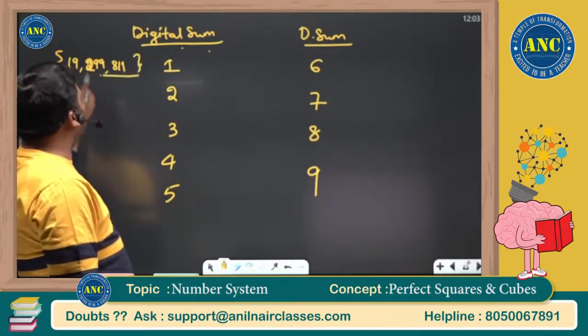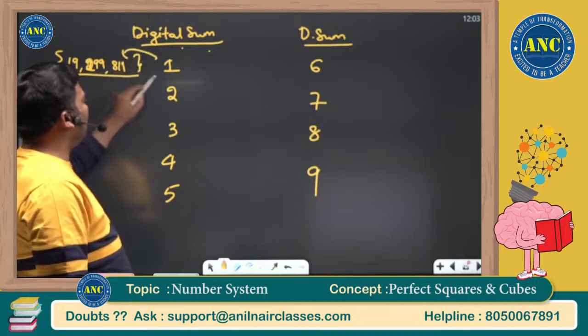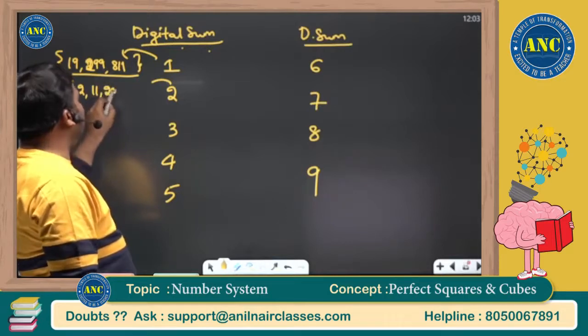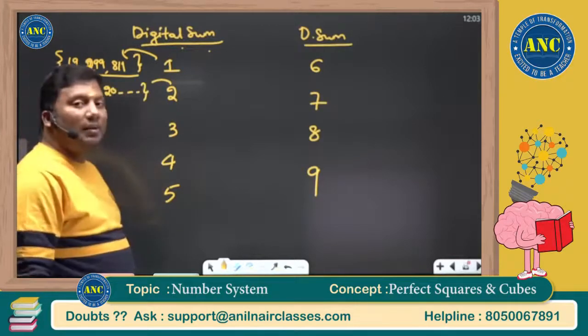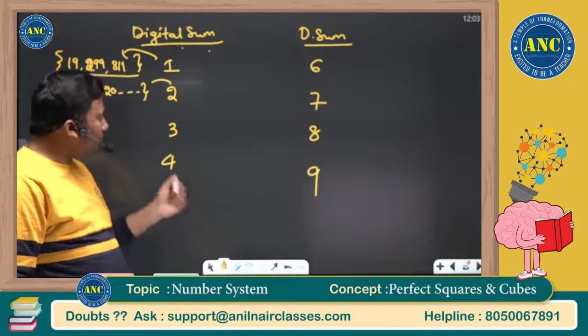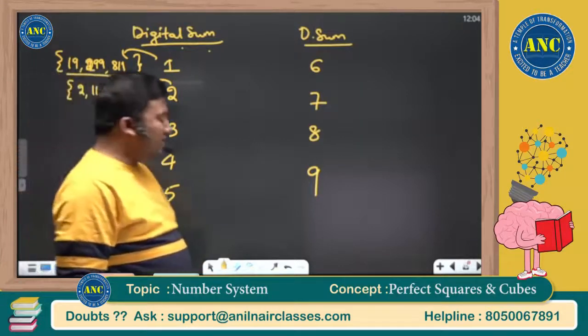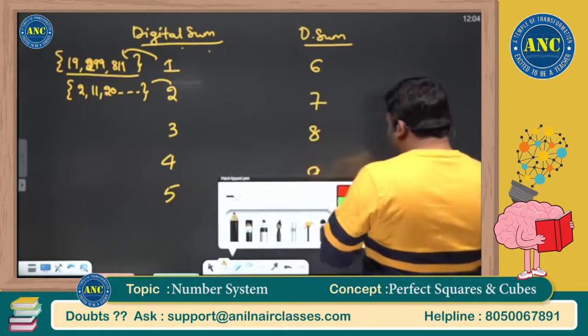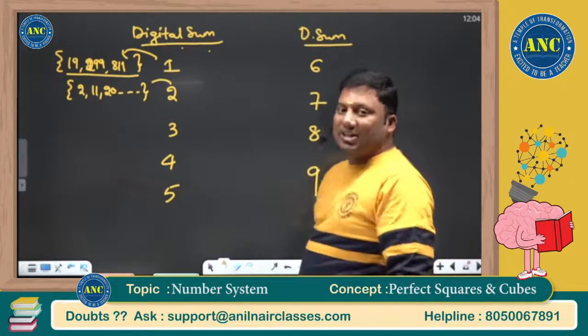This is the set of all the numbers whose digital sum is 1. Set of all the numbers where the digital sum is 2. Set of all the numbers whose digital sum is 3, 4, 5, 6, 7, 8, 9. Now listen carefully, sir. When I am explaining a concept, I will not see the comments.